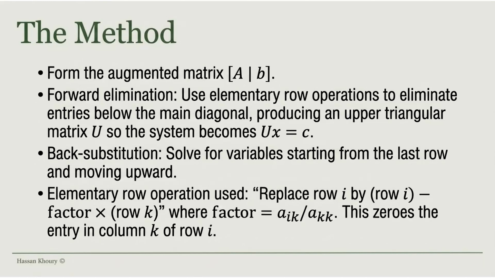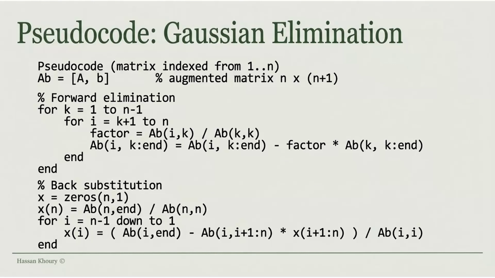The elementary row operation used is we will replace row i by row i minus factor times row k. And how are we going to calculate the factor? Factor will be a_ik divided by a_kk, and this will zero the lower triangle. That means this zeros the entry in column k for row i. Okay, so this is the pseudocode. So let's understand this pseudocode.